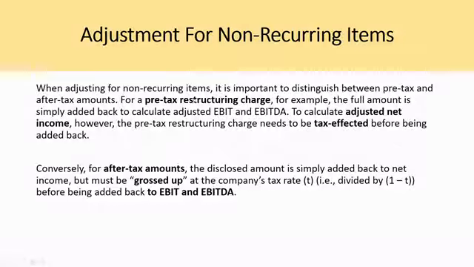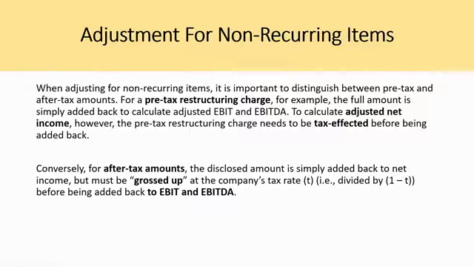For a pre-tax restructuring charge, for example, the full amount is simply added back to calculate the adjusted EBIT and EBITDA. To calculate adjusted net income, however, the pre-tax restructuring charge needs to be tax affected before being added back. Conversely, for after-tax amounts, the disclosed amount is simply added back to net income, but must be grossed up by the company's tax rate before being added back to EBIT and EBITDA. And this is a little granular, but it's important to understand.